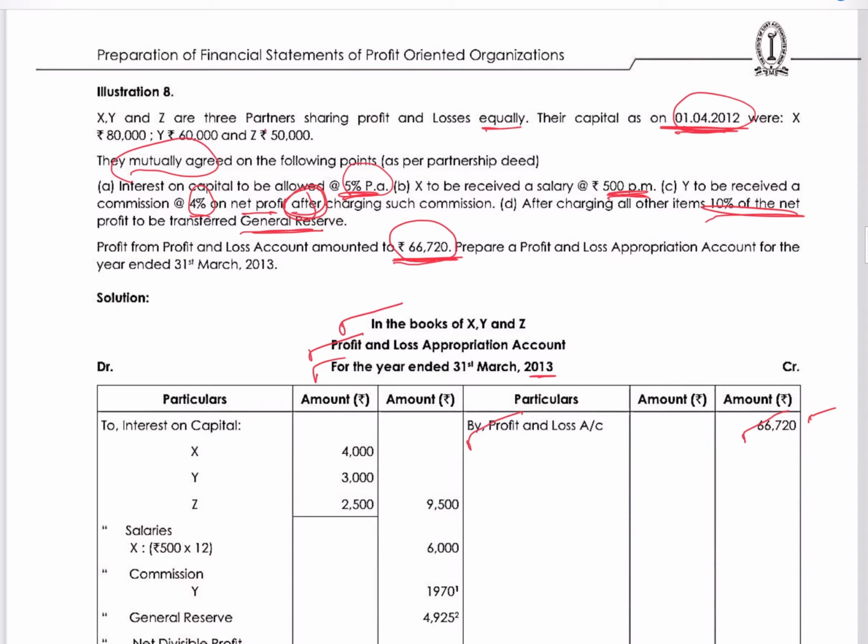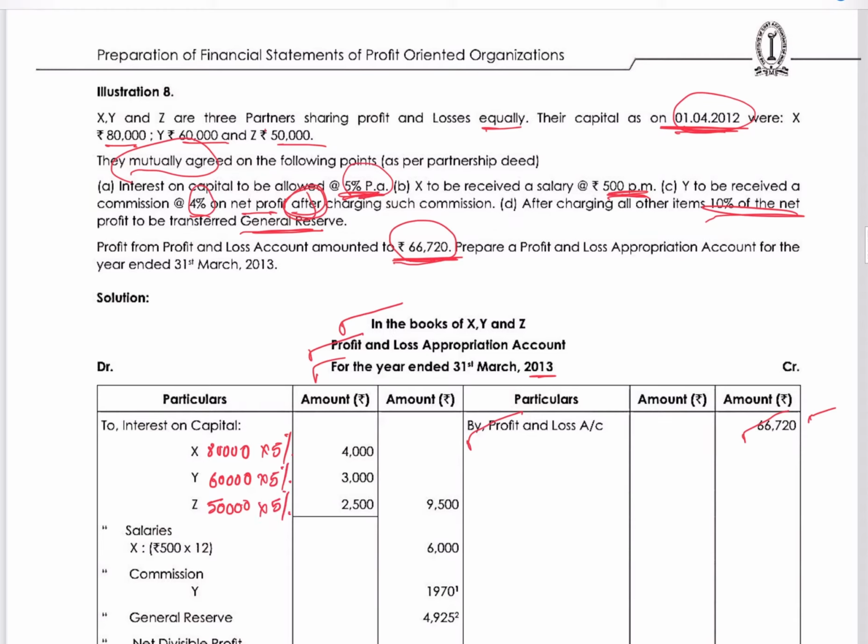Now how do we make the appropriation of this profit? As per the partnership deed, they have said interest on capital should be given to the partners. So what is their capital? 80, 60, 50 for X, Y, Z. So X is 80,000, Y is 60,000 and Z is 50,000. These are their capitals, but we have to give interest on it. So 5%, 5% and 5% per annum, for the whole year.